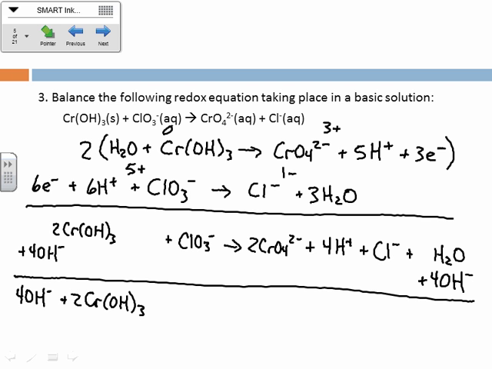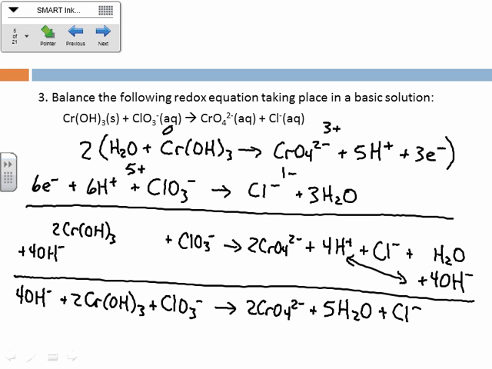CrOH3 plus ClO3 minus yields 2 CrO42 minus plus, now we've added this 4H plus and this 4OH minus together to give us 4 H2Os, which we can then add to the H2O that's already there, so now we have 5 H2O molecules plus Cl minus. Okay? No problem, right? It's a long process. It's rather tedious. That's what's going to kill you, is just how long it is.